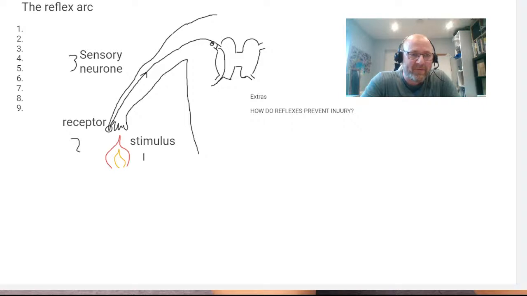So what we have here, after the sensory neuron, we have a gap called the synapse. Now the synapse appears here. I'm just going to circle it in red for you guys. The synapse is here. It's a gap between the two neurons.